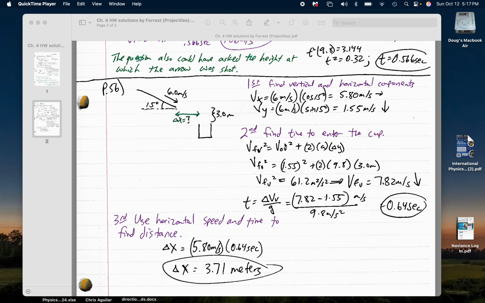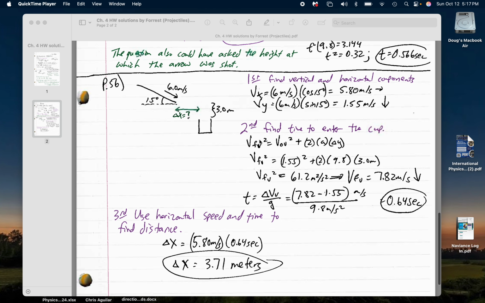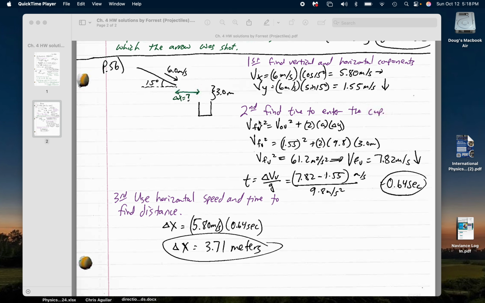Next, I need to figure out the time it's going to take to enter the cup. There's a couple ways you could do this. I'm going to find the final vertical velocity using this formula: Vf squared equals V0 squared plus 2a delta y. So Vf squared vertically is equal to 1.55 squared, my initial vertical velocity, not the 6 or the 5.8, plus 2 times 9.8 times 3 meters, the dropping distance. When I do that, I get my final vertical velocity, 7.82 meters per second.